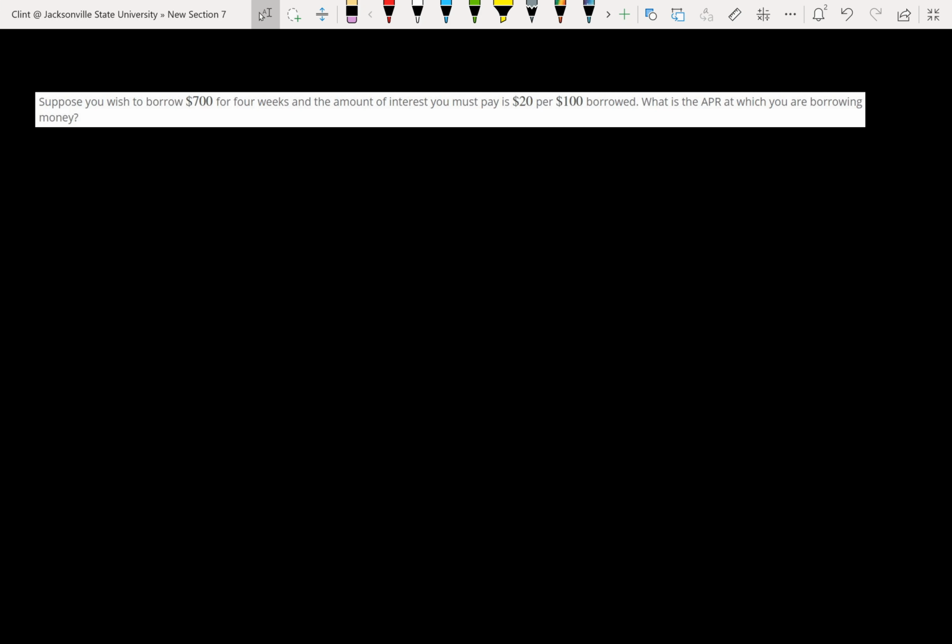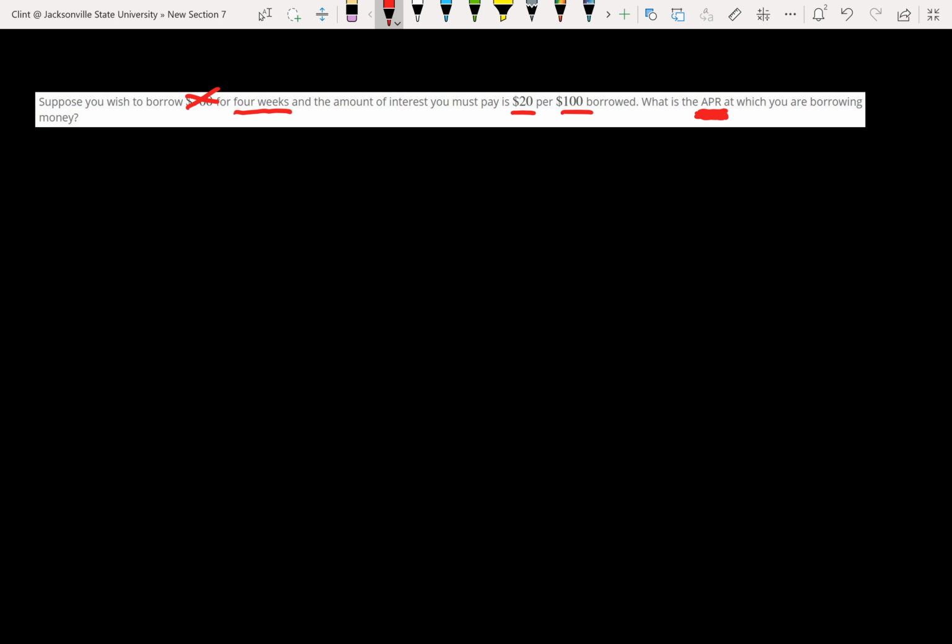It says, suppose you wish to borrow $700 for 4 weeks and the amount of interest you must pay is $20 per $100 borrowed. What is the APR at which you are borrowing money? Okay, so on this one, since it's asking us what the APR is, and there's another similar problem that just asks how much you have to pay back, this one's asking for the APR, the annual percentage rate. So on this one, we don't even care how much we're borrowing. What we do care about is that we're borrowing it for 4 weeks, and we have to pay $20 per $100 borrowed. That's what we need to figure out the APR.